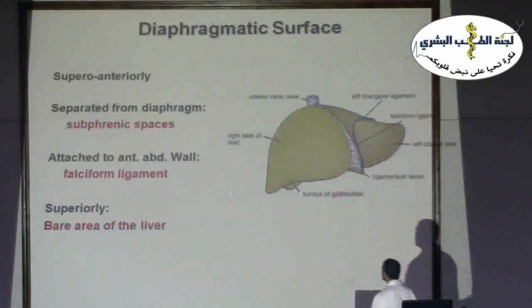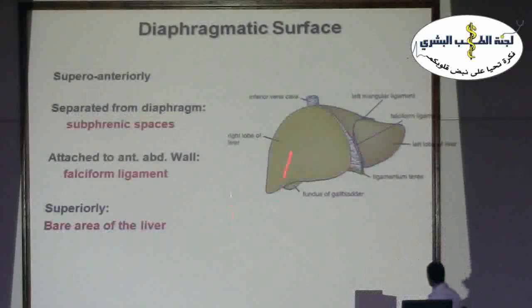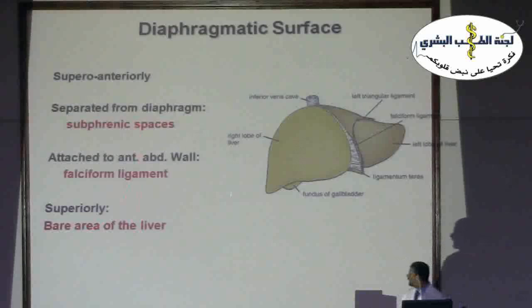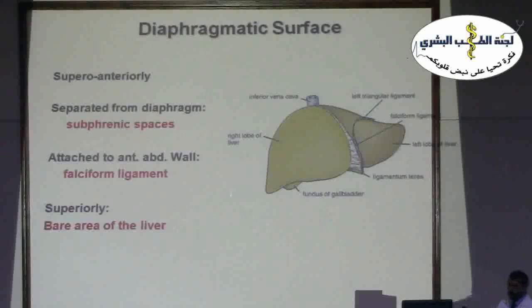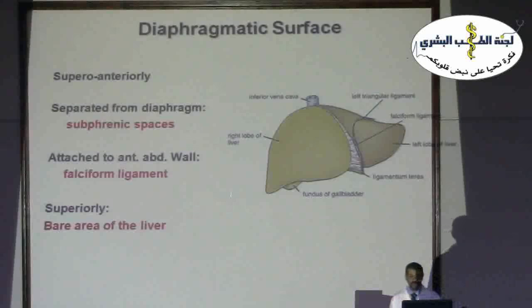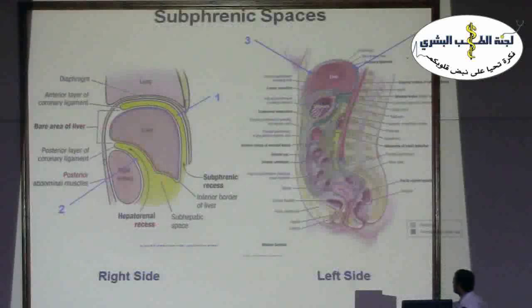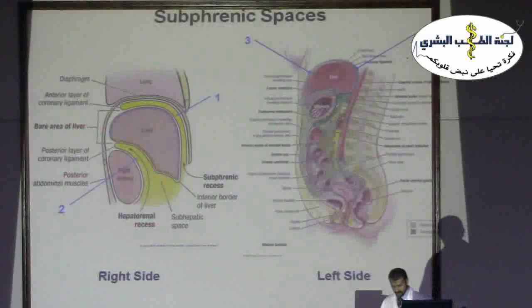We will start talking about the diaphragmatic surface first. When we speak about the diaphragmatic surface, there are three things to cover. We have to know what the subphrenic spaces are, what the falciform ligament is, and what the bare area of the liver is. These three terms relate to the diaphragmatic surface, the superior anterior surface of the liver. We speak about the subphrenic spaces first.